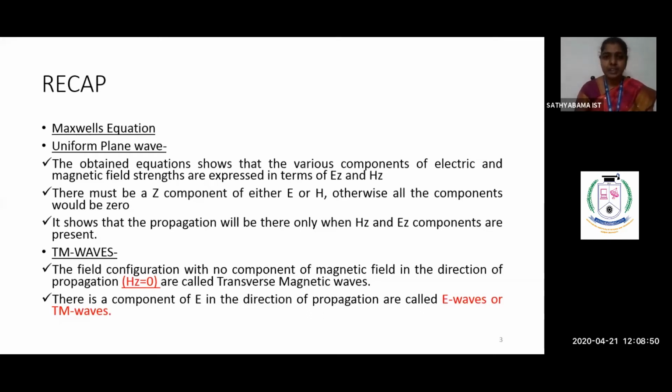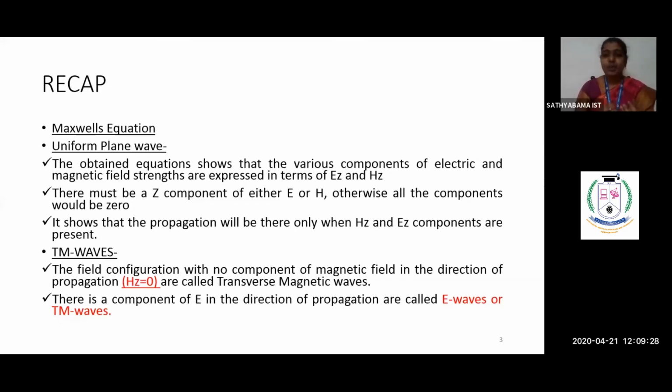Do you remember del cross H? We wrote it as J plus dou D by dou t, and that J is equal to sigma E. Sigma was called conductivity, and J was called current density. D is equal to epsilon into E, where epsilon is a constant called permittivity, E is called electric field intensity, and D is called electric flux density. So as of now, I think you know all 4 Maxwell's equations and the meaning of each notation in the equations. That is what we have seen in the previous session.